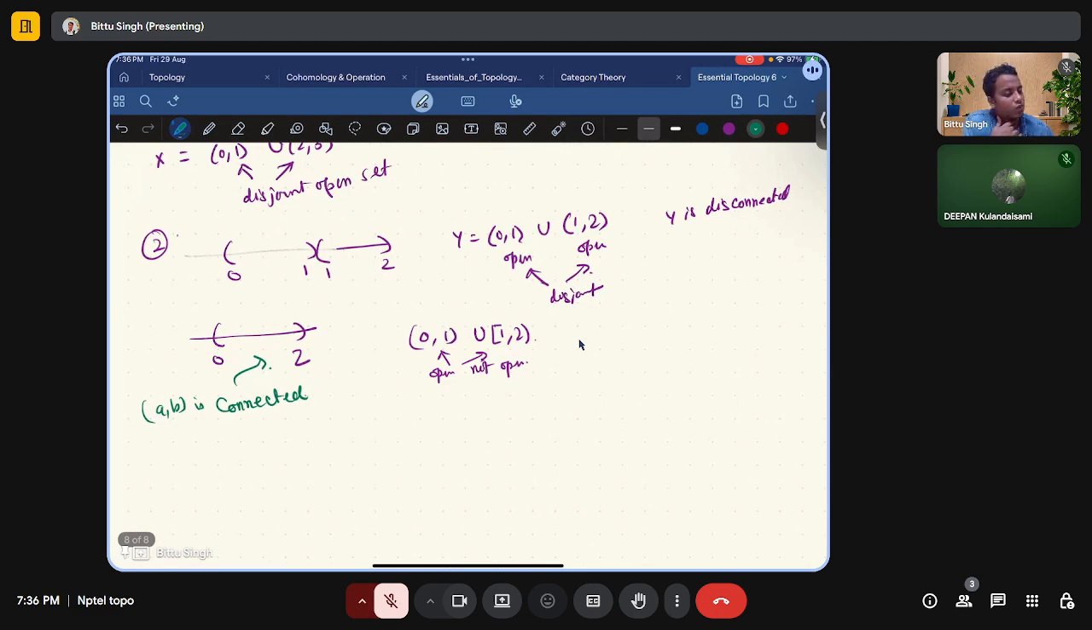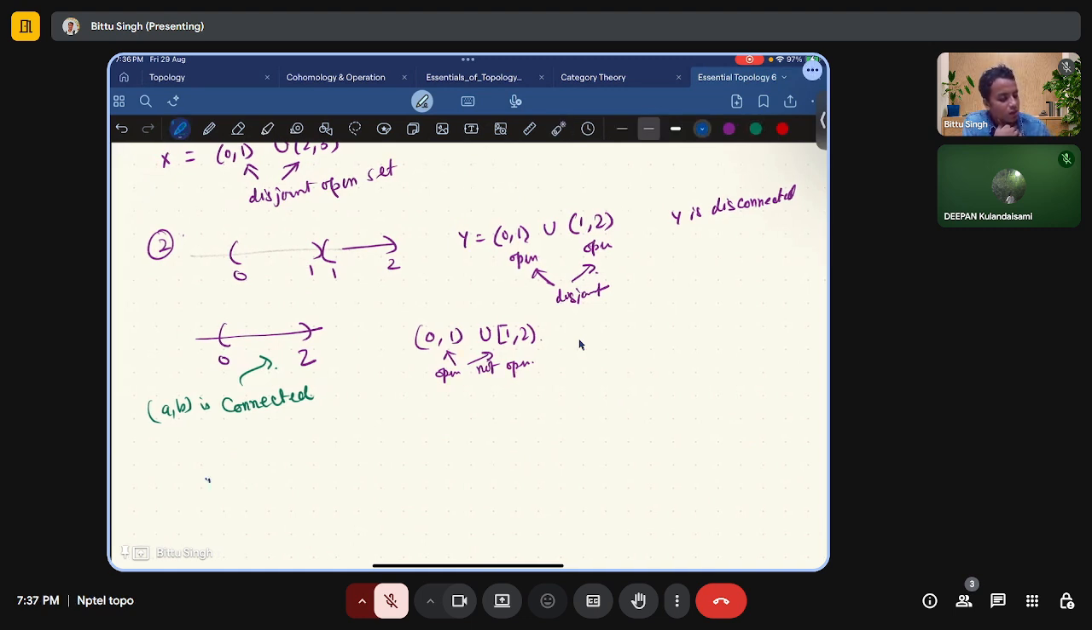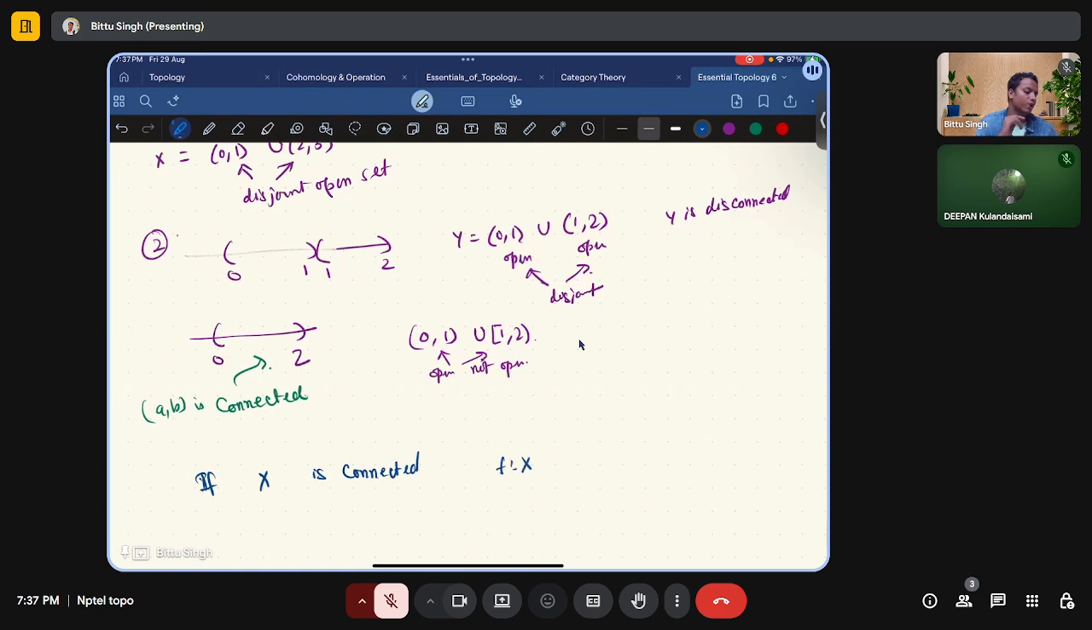Now, how does this help to distinguish two topological spaces? So the thing is that if X is connected and f is a continuous map from X to Y, then the image f(X) is also connected.